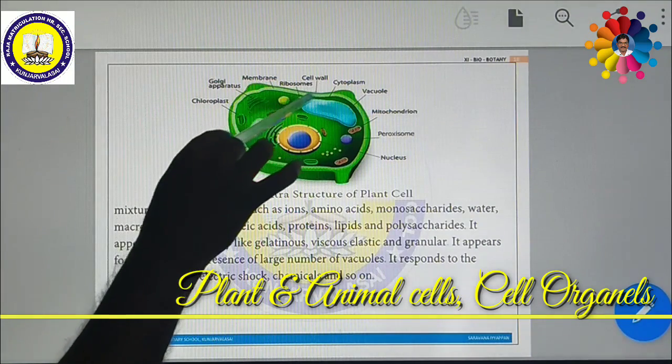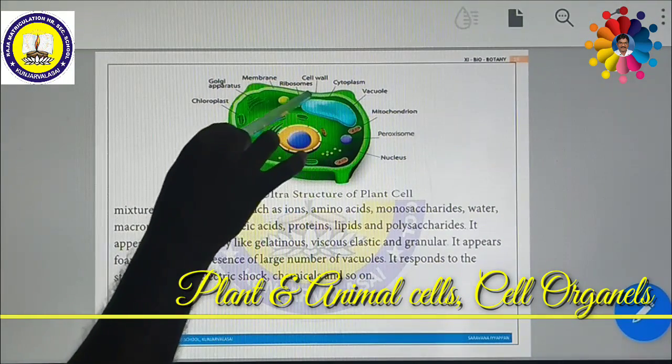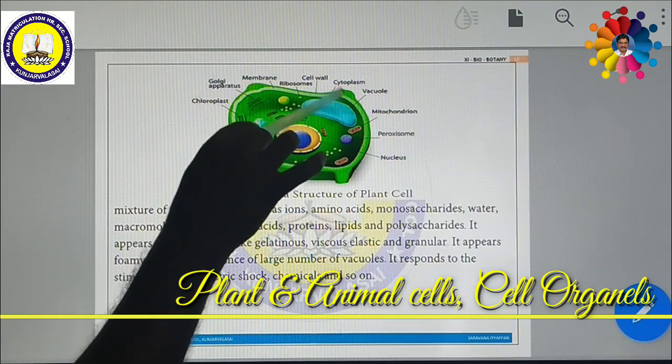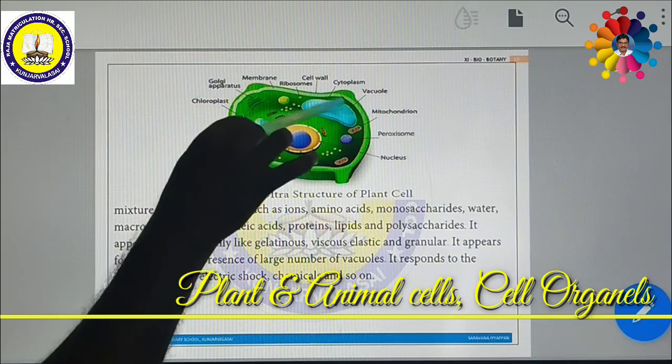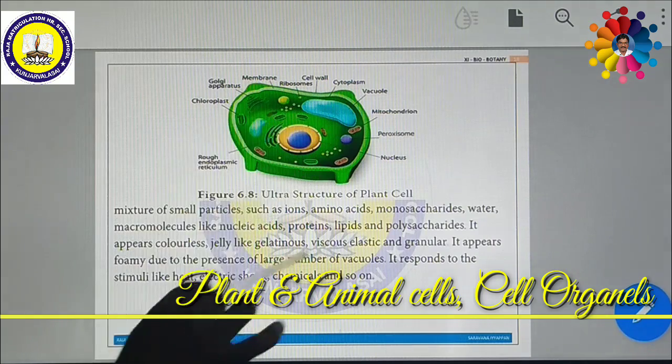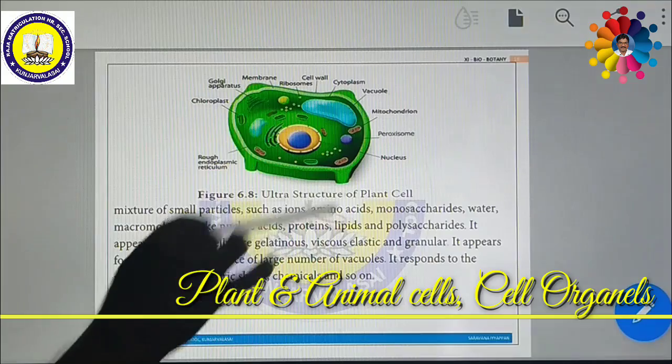Then various, as I said just now, there is a vacuole present. Inside the vacuole, a lot of chemical substances are present. This vacuole is surrounded by a membrane. Another important organelle is called mitochondria.